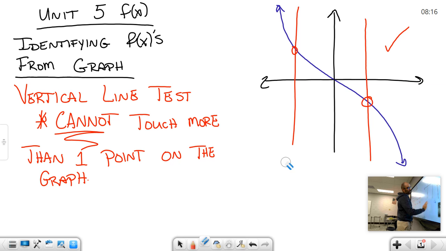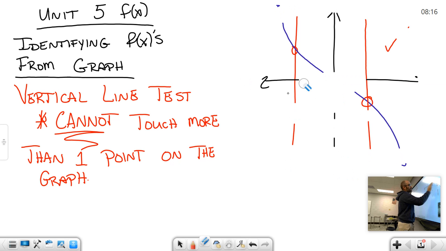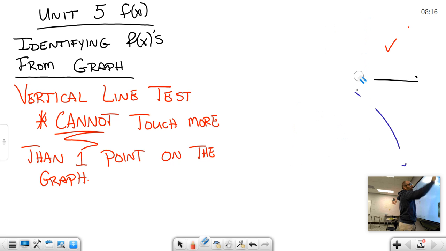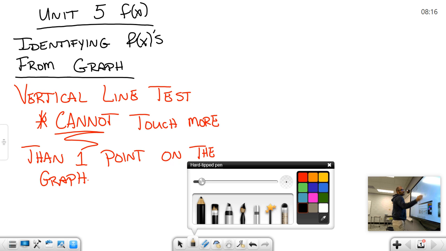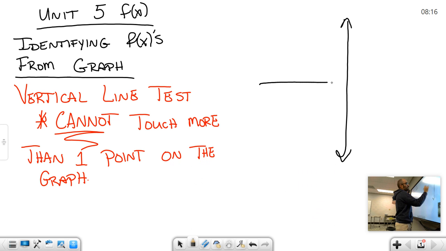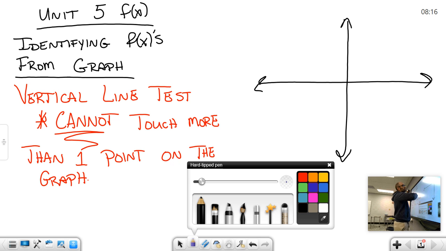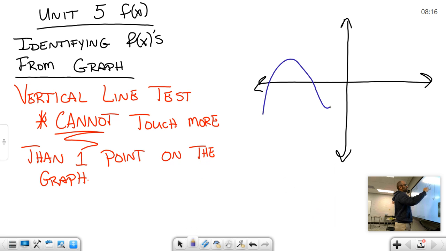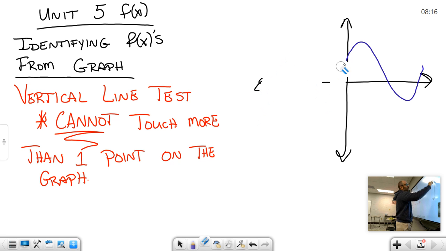What's the wrong button? Do that? Nope. All right, so let's say I'm here. Let's see, what's a good one? No, that's a function. What am I doing? Forget that one. That one would have been a function. I was thinking sine and cosine graph.